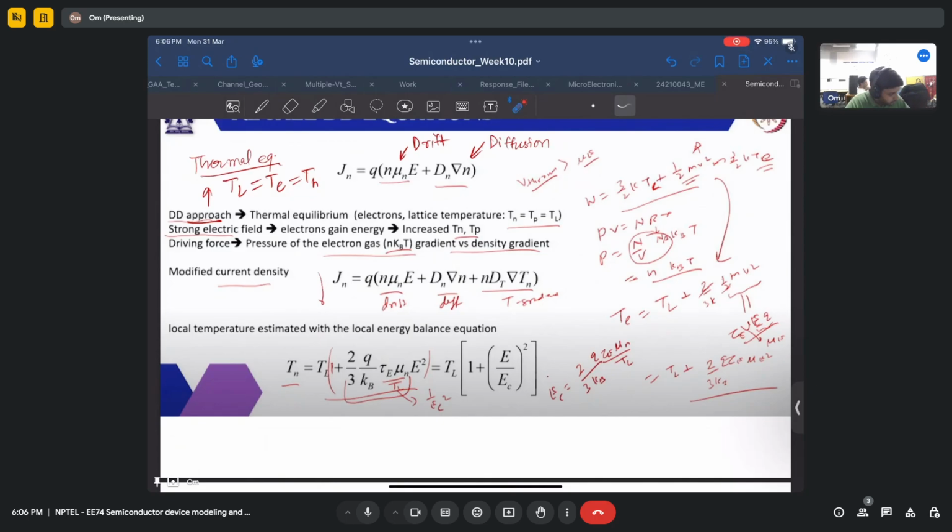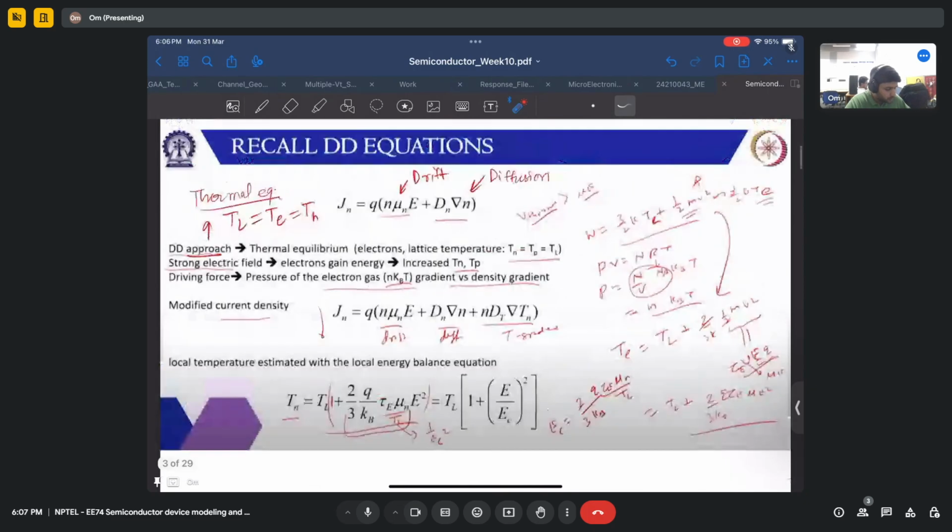And how to find this electron temperature is based on some certain modeling. I won't go into the details of the model, which you can see from the videos. So this is how the electron temperature is modeled. It depends on the electrons energy relaxation time, mobility, and the electric field, and this quantity is also known as the critical electric field.